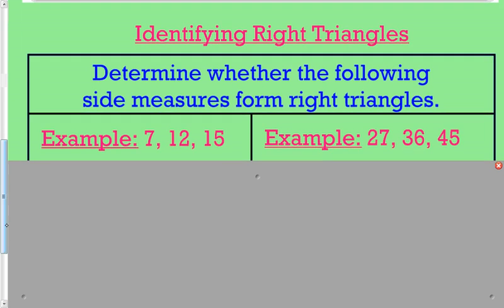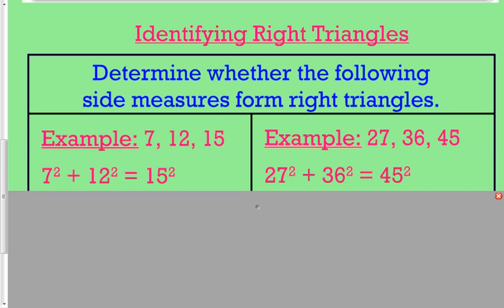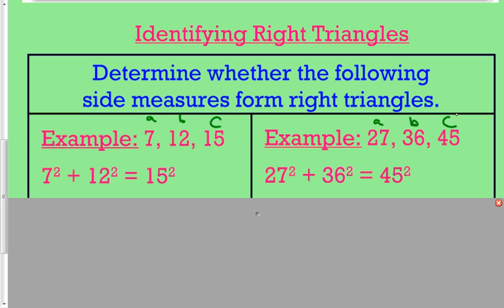So let's look at these. It says determine whether the following side measures form right triangles. So what we're going to do for each one is plug in for A, B, and C. And the easiest way again is to go smallest to largest. This is A, this is B, and this is C. Same thing here, A, B, C. The one that really matters is the largest one.